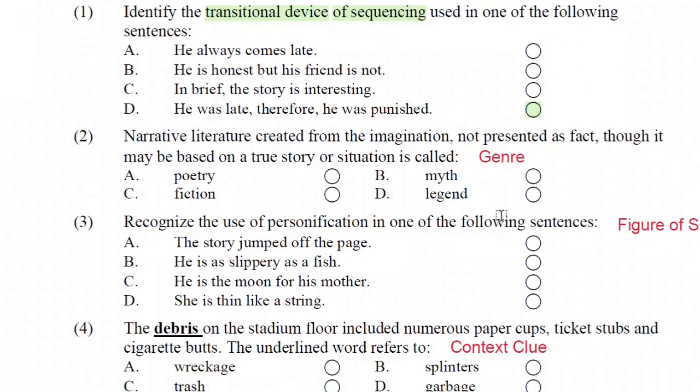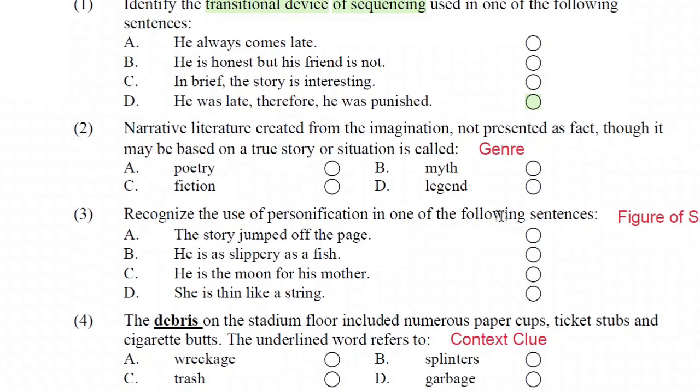The second one is narrative literature. This question is from genre. What is genre? As I have discussed earlier, genre is about whether the text is fiction or non-fiction. In fiction come three parts, for example poetry, novel, and then drama. And in non-fiction, essays or speeches, biography and autobiography come under non-fiction. So narrative literature is created from the imagination, not presented as fact, though it may be based on a true story or situation. This is an example of fiction.